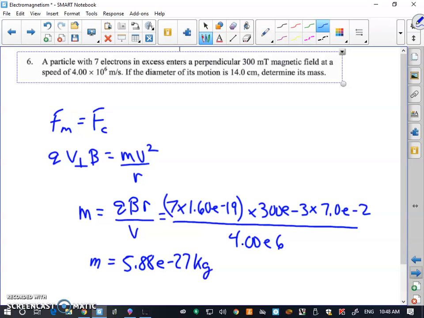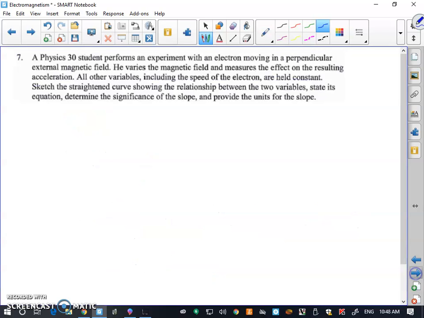Okay? And last one. Let's just wrap this up, everybody. Question number 7. A Physics 30 student performs an experiment with an electron moving in a perpendicular external magnetic field. He varies the magnetic field and measures the effect on the resulting acceleration. All other variables, including the speed of the electron, are held constant. Sketch the straightened curve showing the relationship between the two variables, state its equation, determine the significance of the slope, and provide the units for the slope.